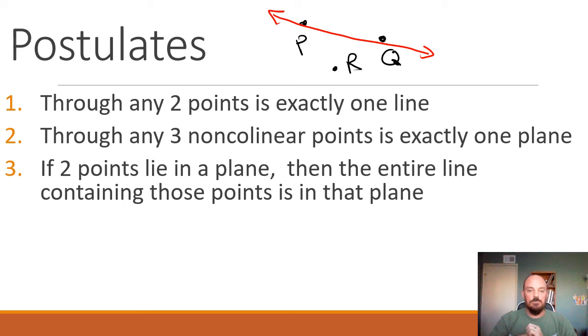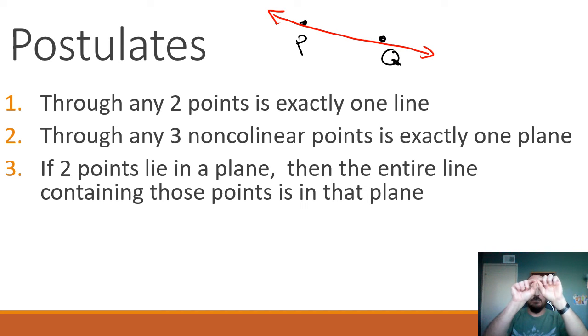Okay, number 3, if 2 points lie in a plane, then the entire line containing those points is in that plane. So go back to my picture before I added R. Let's take R out of there. If we talk about the points P and Q, and the plane is my computer screen again, we say as long as P and Q are both in this plane that you're looking at, then the entire red line is also in that plane. And what that's kind of telling you is, like a line, a plane goes forever.